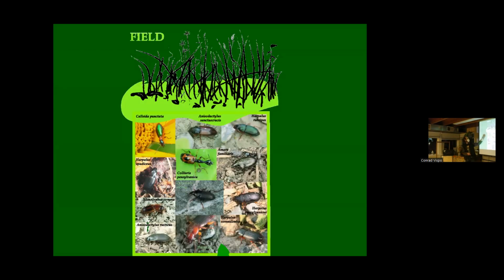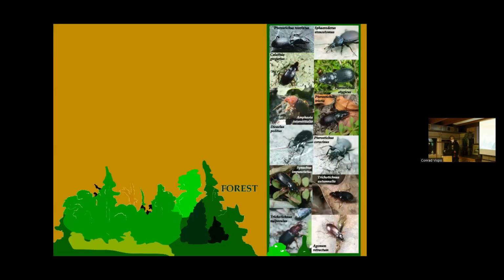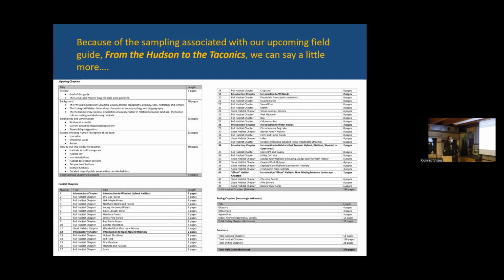If you're in a field, you get something like this. I'll go into this in a little bit more detail, but the point is that it's not just a uniform community of the same types of ground beetles across the whole landscape. You actually have quite a bit of specificity. And now you don't have to worry about reading these small details. But the point, this is a table of contents for our field guide, which is going to be coming out hopefully next year.